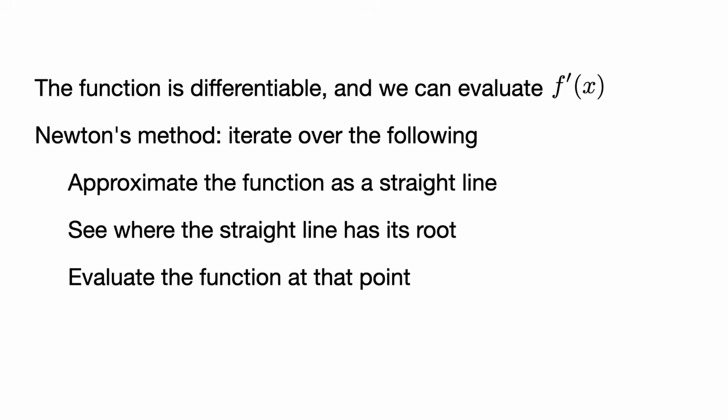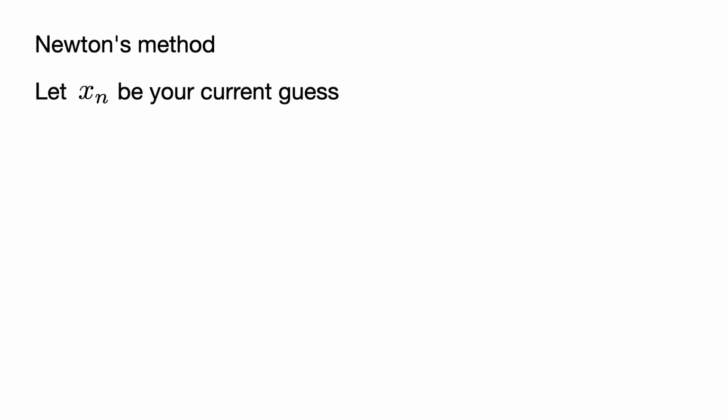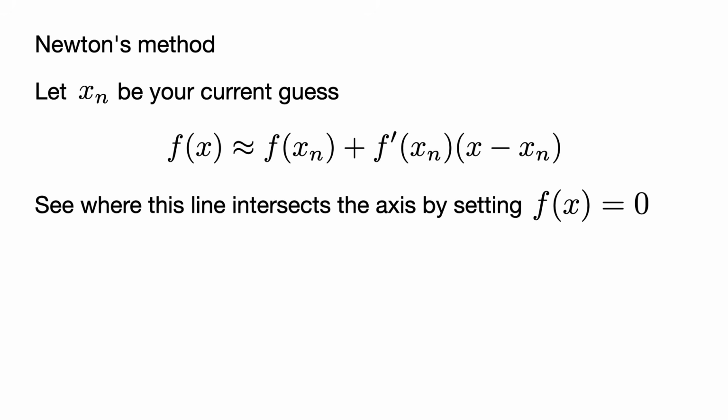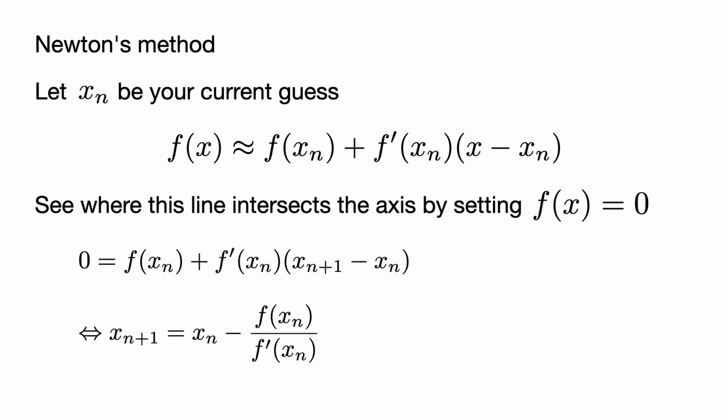So in words, we iterate over the following. We approximate the function as a straight line. We see where the straight line has its root, and then we evaluate the function at that root. Let's see the equation of the Newton's method update. Let x sub n be your current guess. We're going to use the straight line approximation of our function. f of x is approximately equal to f of x sub n plus f prime of x sub n times x minus x sub n. And we want to see where this line has a root, so we set f of x equal to 0, plugging 0 in and solving for x sub n plus 1, we get this expression. This is the update for Newton's method.